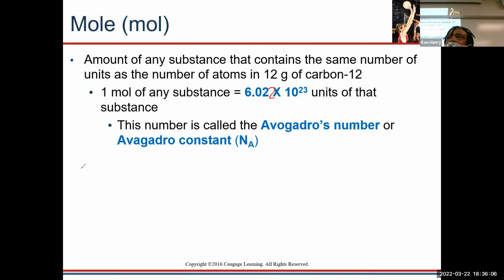Okay, so we know a trillion is going to be roughly, I think it's 10 to the 12th, right? Something like that. Okay, and then 6.022 times 10 to the 23rd pennies.